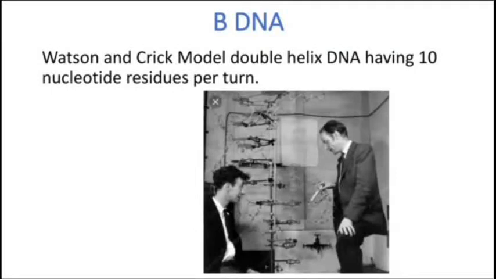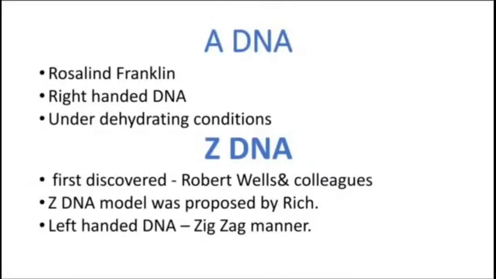bDNA is the Watson and Crick double helix having 10 residues per turn. It is a right-handed DNA. aDNA was discovered by Rosalind Franklin. It is a double helical DNA having 11 residues per turn. It is a right-handed helix. It is formed by the dehydration of bDNA. Double-stranded RNA also exists in A form. It has 11 base pairs per turn. The sugar phosphate backbone is regular. The repeating units are mononucleotides.